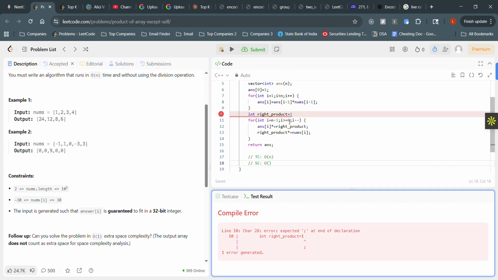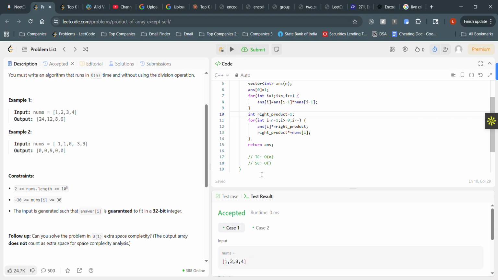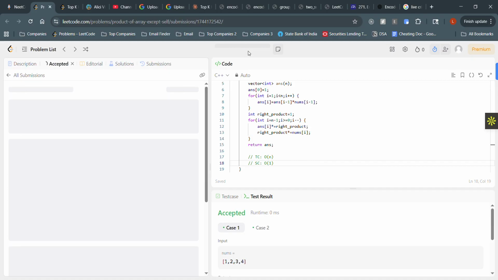So overall we didn't change our code much. Instead of using dummy vectors for right and left product, we are just using constant space. So we improved on the space complexity. The time complexity would still be big O of n. Now let's try submitting it. And this is also the most optimal solution for this problem.